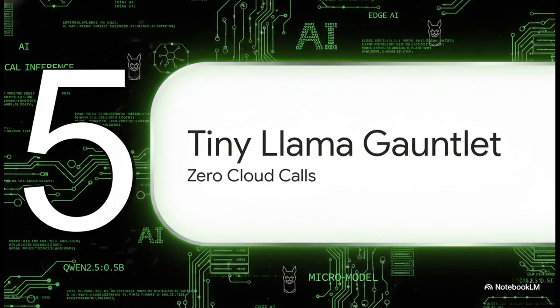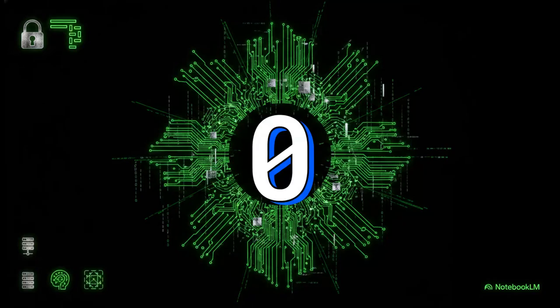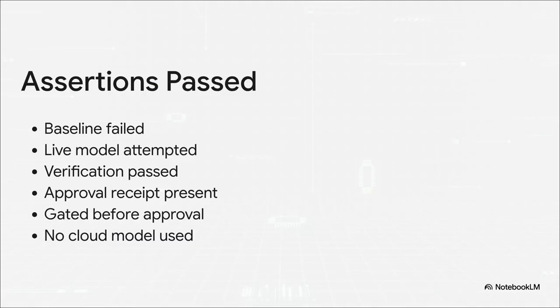Section 5. The Tiny Llama Gauntlet. Okay, enough theory. Let's look at a hard flex using a micromodel, specifically Qwen 2.5 0.5B. 0. That is the explosive metric here. Exactly 0 cloud calls were needed by a tiny 500 million parameter local model to successfully initiate and complete a hard gateway repair. 0 cloud tokens burned. I mean, think about the massive size of normal cloud models and then realize a micromodel just pulled this off.